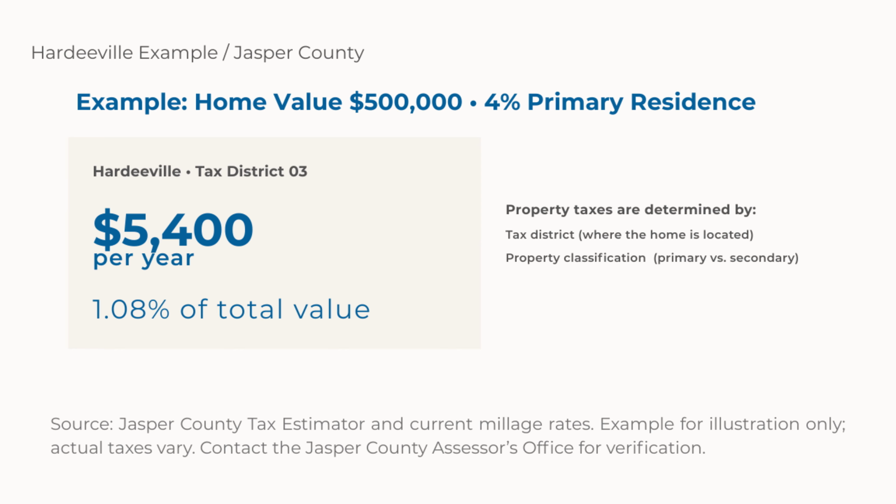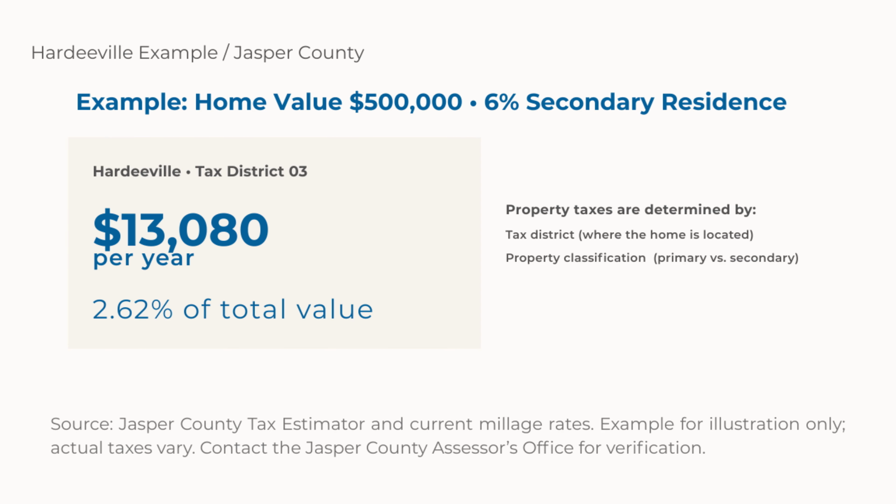The state assessment ratios stayed the same, the 4% for the primary residence and 6% for secondary or rental property. But the millage structure differs from Beaufort County, starting with the primary residence assessment at 4%. In Hardeeville, for a home of $500,000, taxes are approximately $5,400 per year, which is about 1.08% of value.